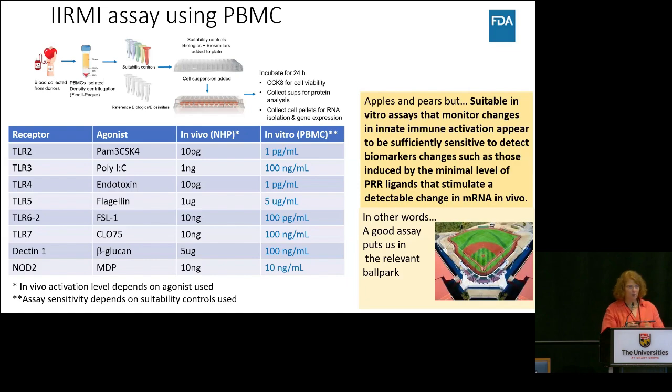This tells us that where we are capturing with this innate immune response modulating impurity assays is the type of level of stimulants that we might see in a product that might induce an increase in an immune response.